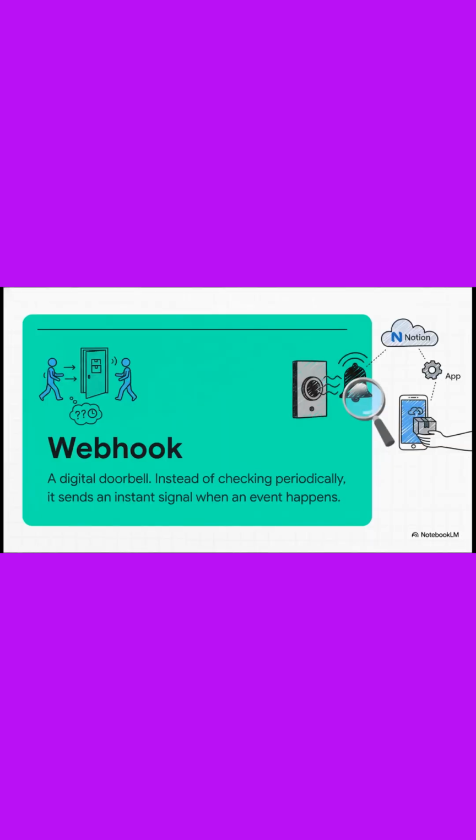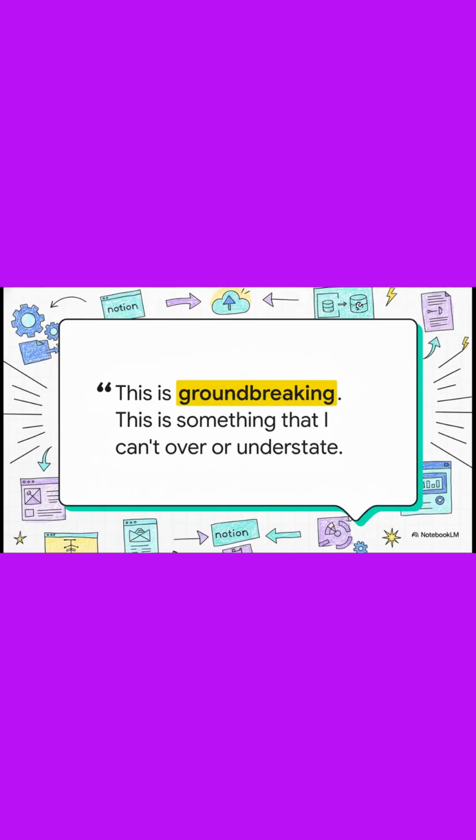I love this analogy. A webhook is basically a digital doorbell. The old polling method is like you getting up every 5 minutes to check the front door to see if a package has arrived. A webhook is the delivery driver ringing your doorbell the instant the package is there. It's an efficient, immediate signal that says, hey, something just happened, time to do something about it. And people in the community felt this change immediately. As content creator Dimitri Panici said, this wasn't just some minor update. It was completely groundbreaking.